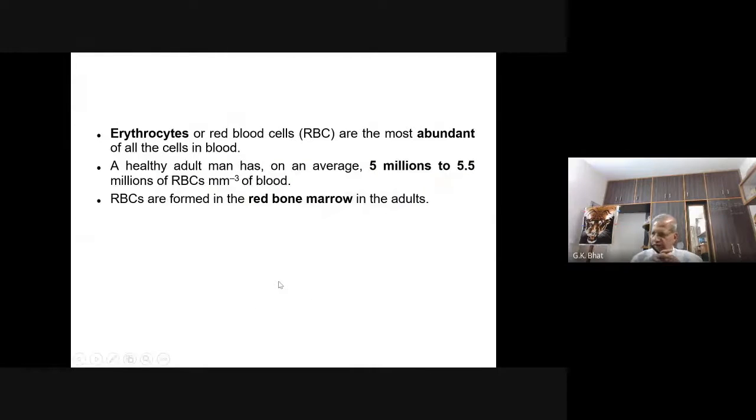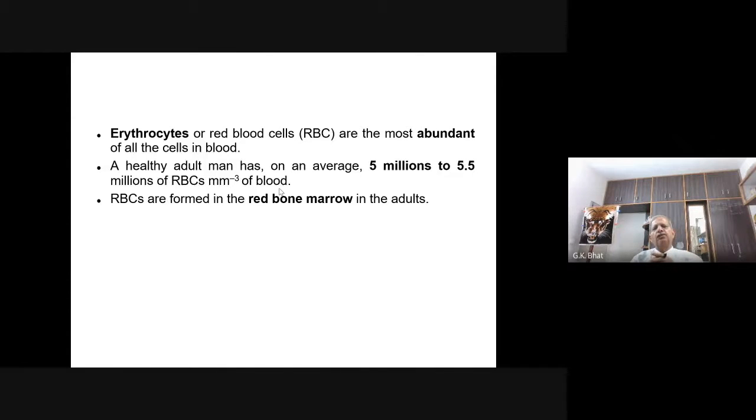First, take up erythrocytes. Erythrocytes, also known as red blood cells or red blood corpuscles, are the most abundant of all the cells in the blood. That means, in a healthy adult human, especially man, on an average, we come across 5 million to 5.5 million red blood corpuscles per cubic millimeter of blood.